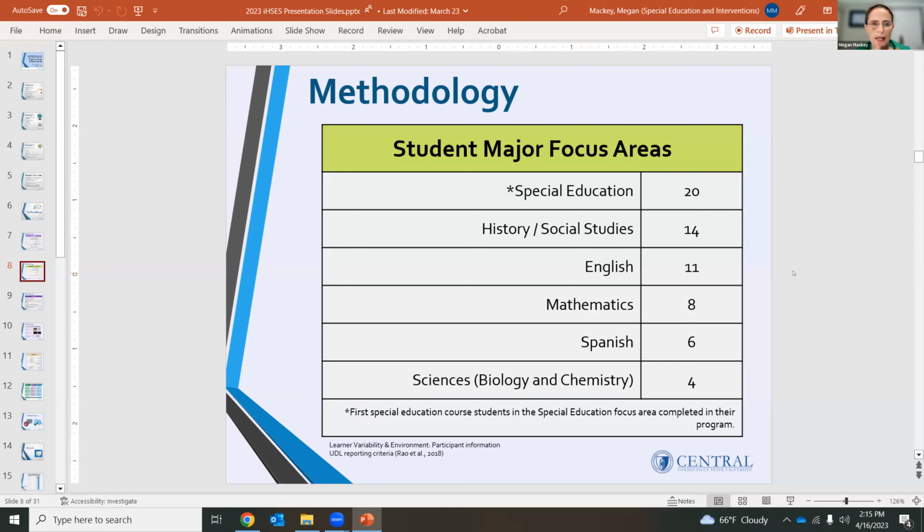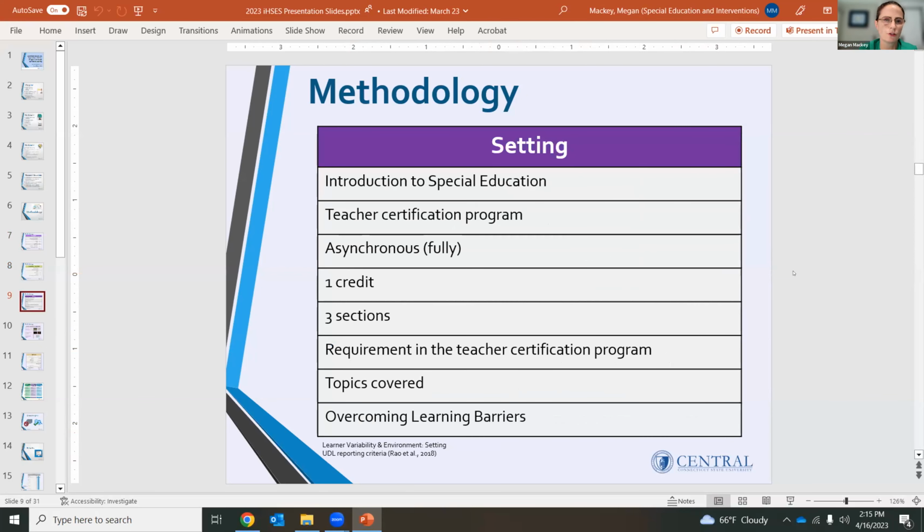This was a special education course, Intro to Special Education. In the United States, that is for students who have a hard time achieving in a typical classroom. What we do is testing to determine that they need some type of specialized education. This was a teacher certification program. It was asynchronous, completely online, with no set meeting dates. Students got 1 credit for it, and there were 3 different sections of the same class. It was a required class, and we covered a lot of topics, including overcoming learning barriers.